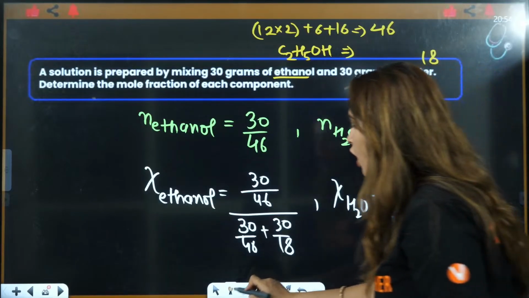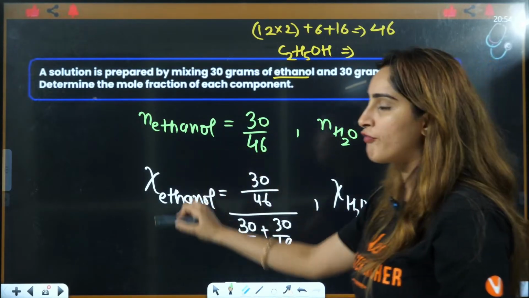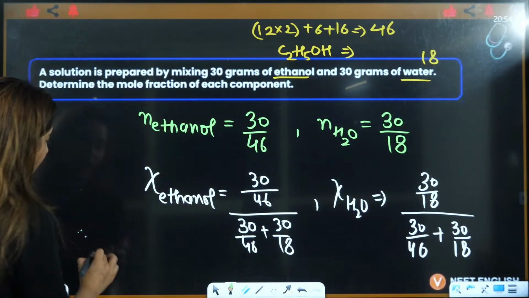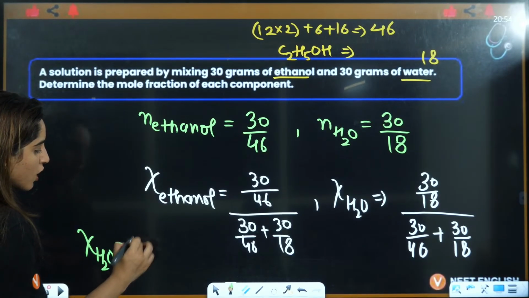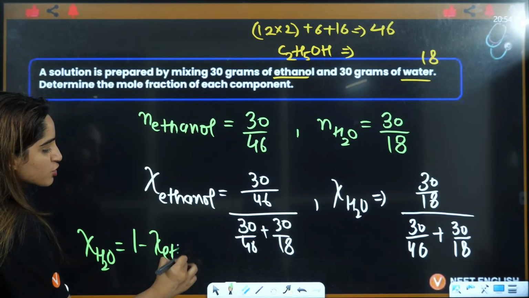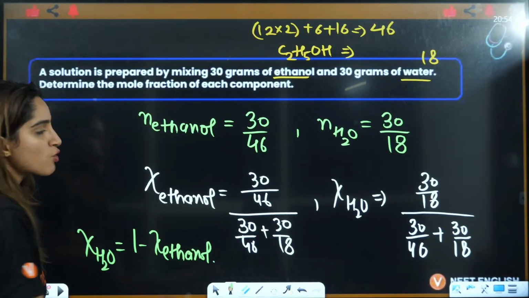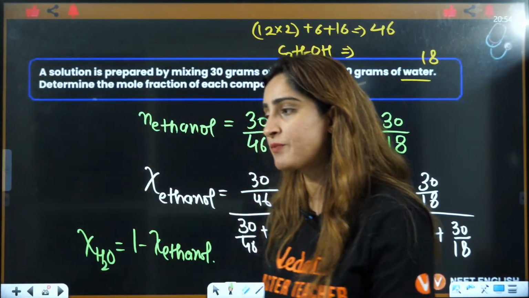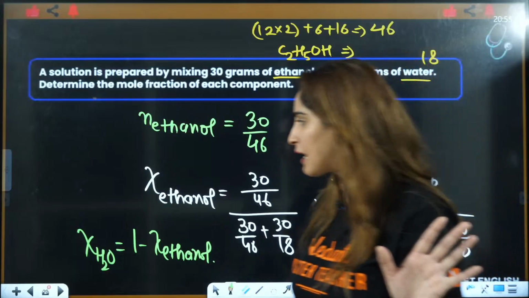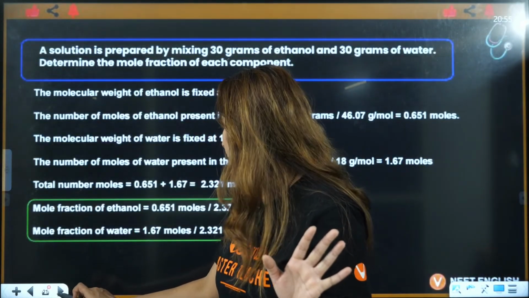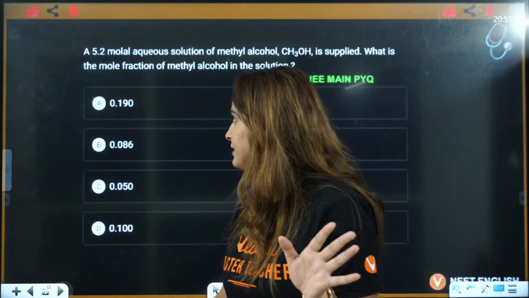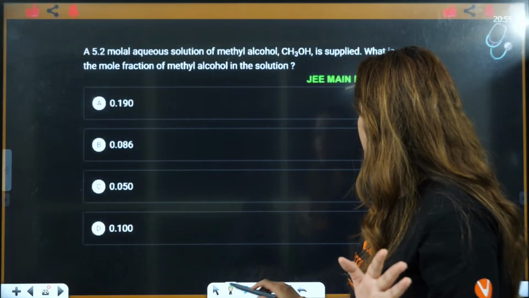Or you can also solve it like this. Once you calculate the mole fraction of ethanol, mole fraction of water will be equal to 1 minus mole fraction of ethanol. By this also you can calculate. Is that clear? Simple. Easily you can calculate this. Now let us see the next question here.